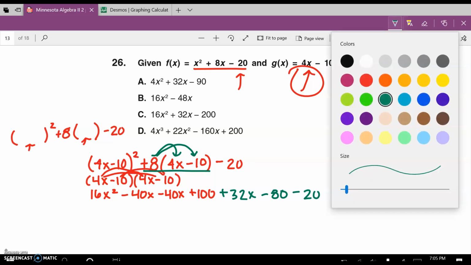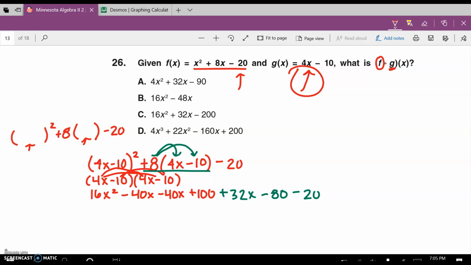So now I just have to combine my terms. I don't have anything else squared, so I've got 16x squared. I've got minus 40x minus 40x, so that's minus 80x, plus 32x. So negative 80 plus 32 is negative 48.